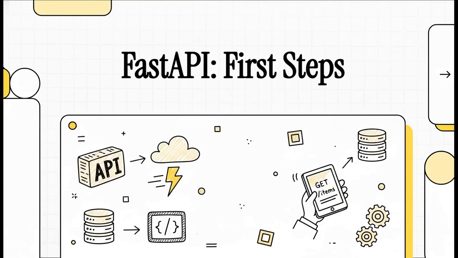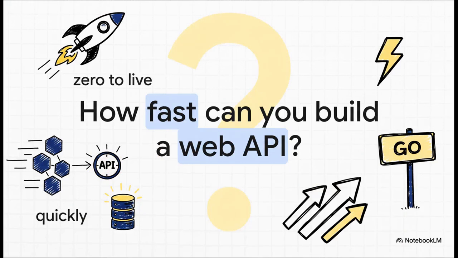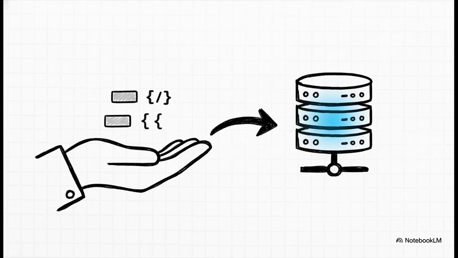Today, we're building a web API with FastAPI, and we're going to do it super fast. So how fast can you really go from zero to a live working API? With FastAPI, it's crazy fast. We're talking just a few lines of Python.